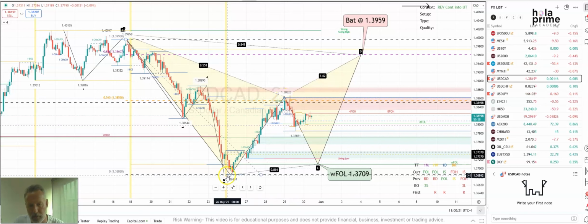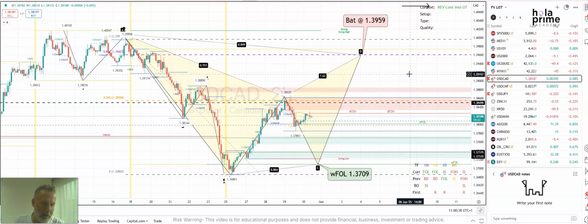In other words, the 1-hour chart is this formation that we've just looked at. 1, 2, 3, 4, 5. I'm now going lower in A, B, C, D to form the back formation close to this zone here. So at the moment, bearish on US dollar against the Canadian dollar.